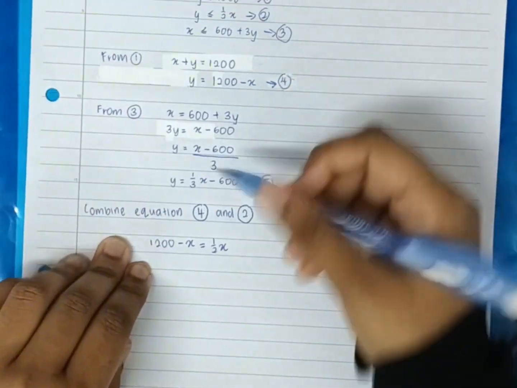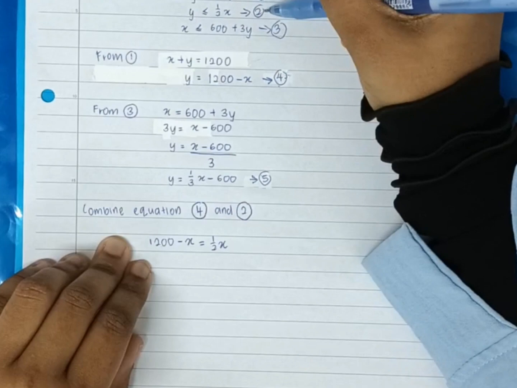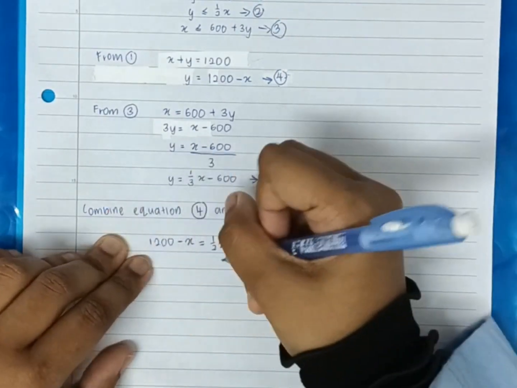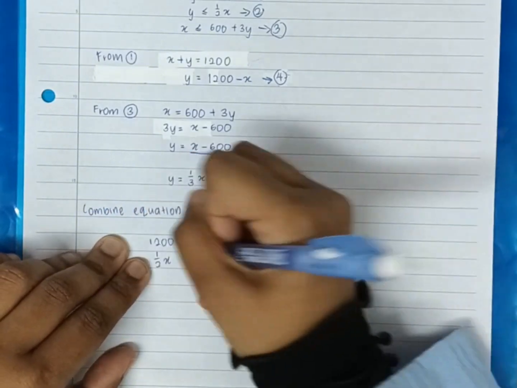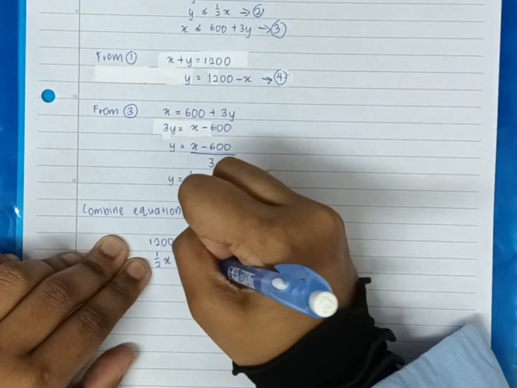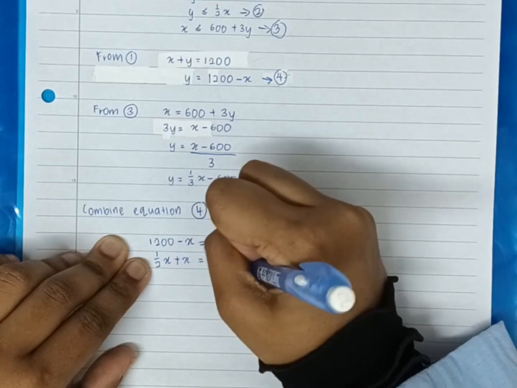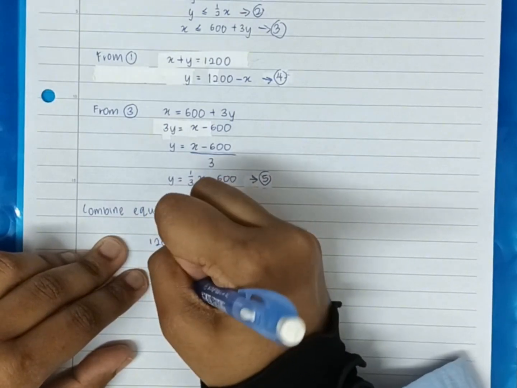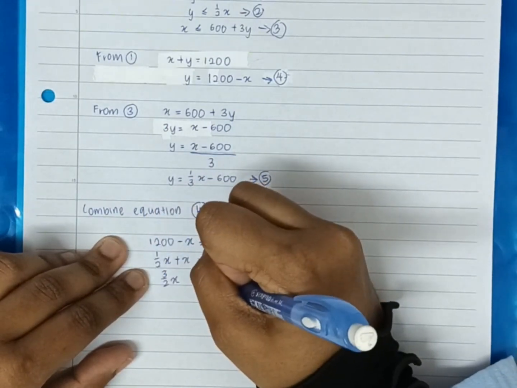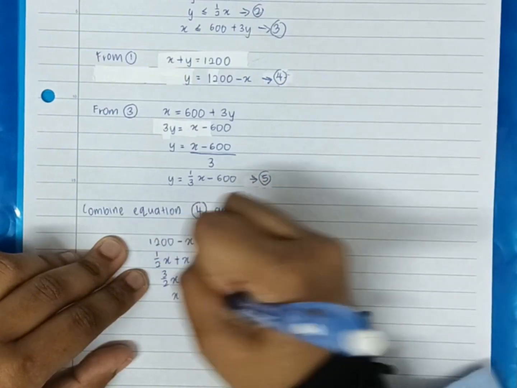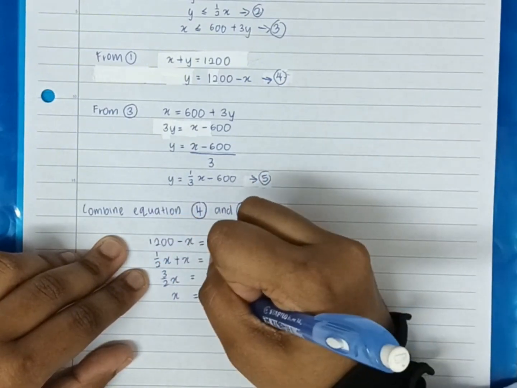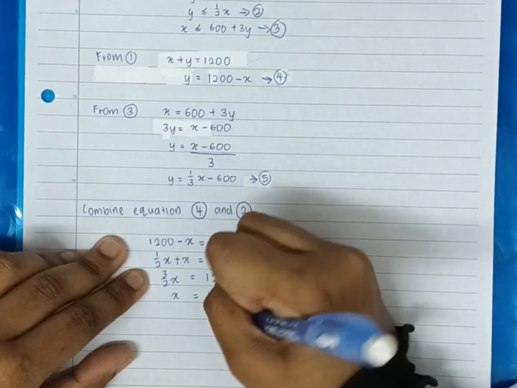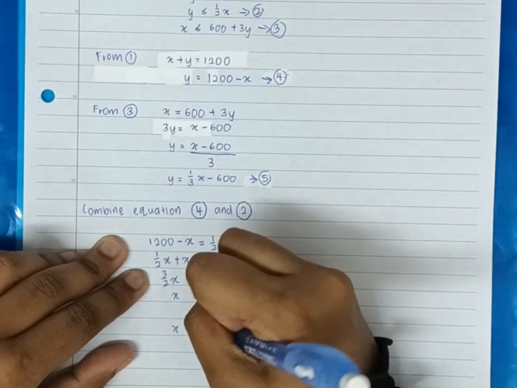We will label this equation as 4 and this equation as 5. After we get these equations, we will combine equation 4 and equation 2. So after combining, it will be like this. And then we will solve for x. So 1 over 2x plus x equals 1,200. And then we take 3 over 2x equals 1,200. And x will be 1,200 times 2 divided by 3, x is equal to 800.